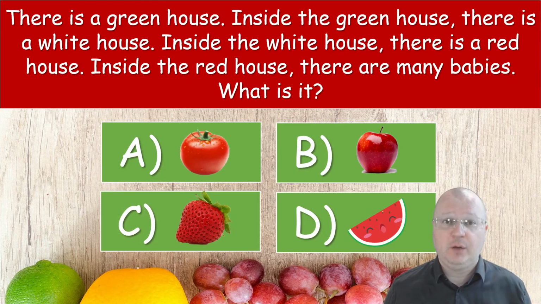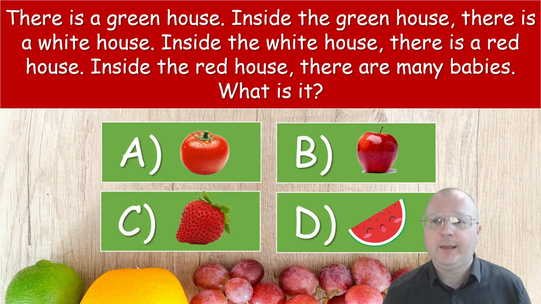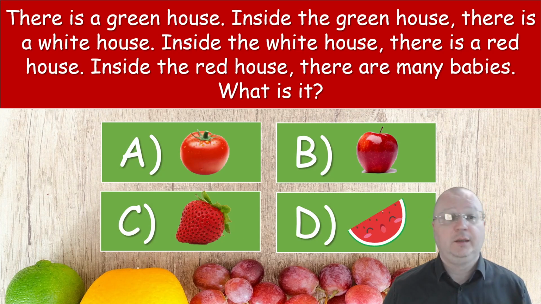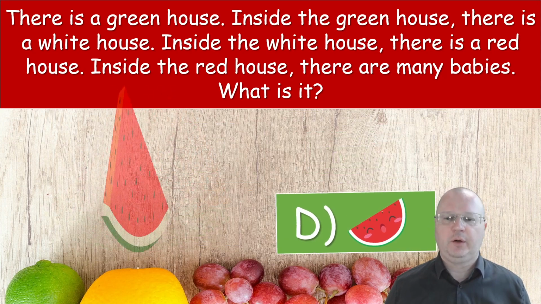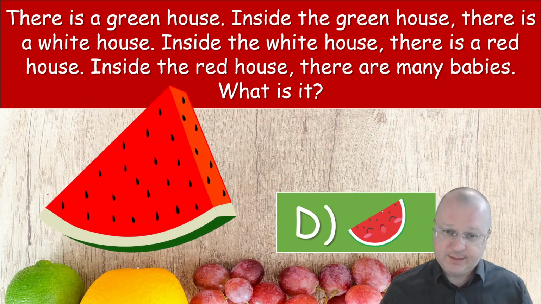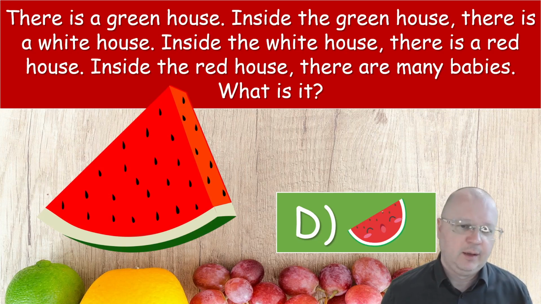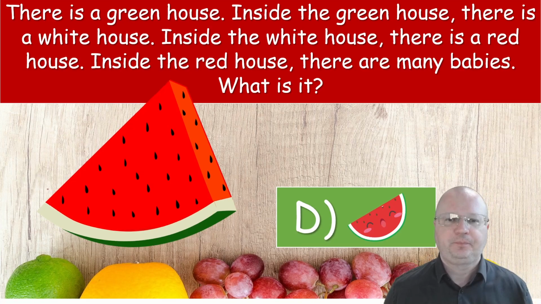All right, and the last question, it is a riddle. There is a greenhouse. Inside the greenhouse, there is a white house. Inside the white house, there is a red house. Inside the red house, there are many babies. What is it? The correct answer is D, watermelon. Yay! And that's a hard one. For this one, you may want to give them 2 or 3 points because it's not an easy question.